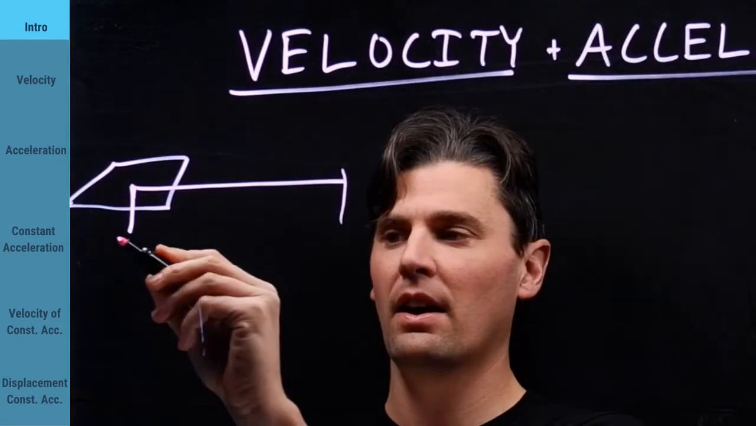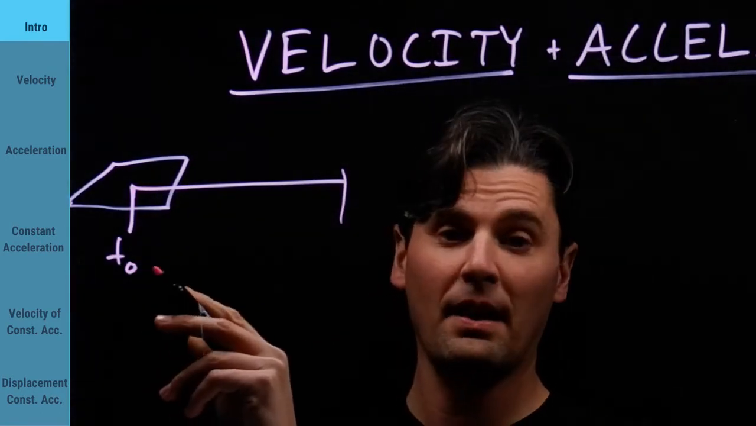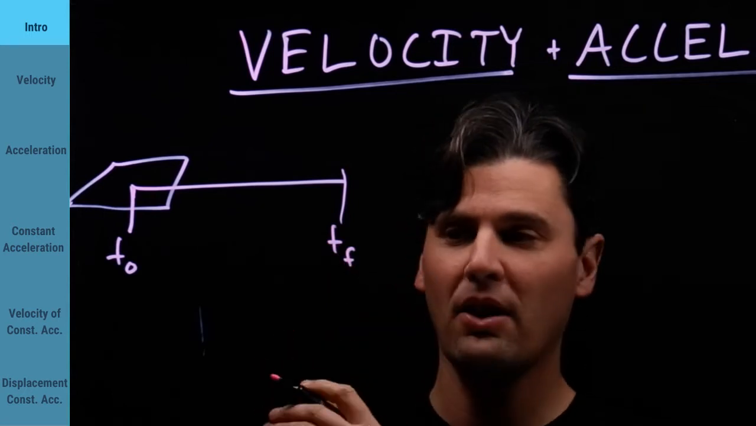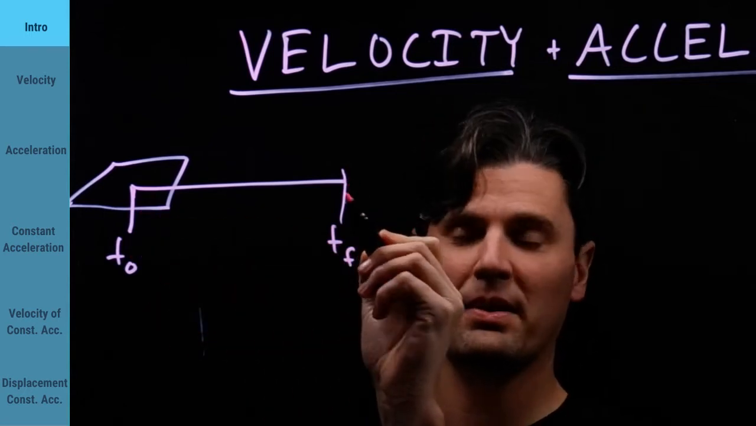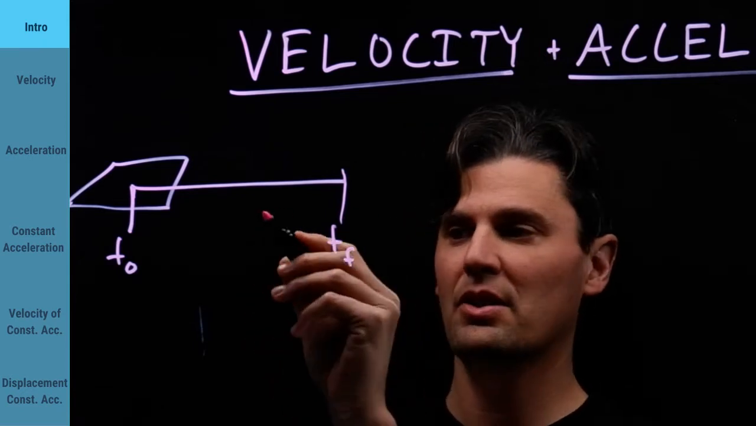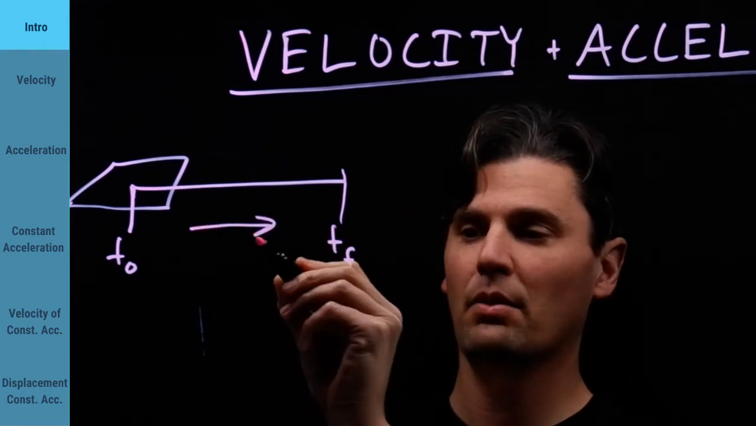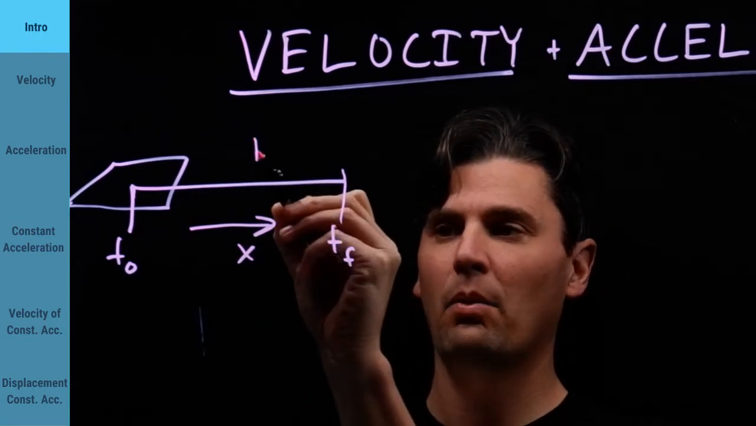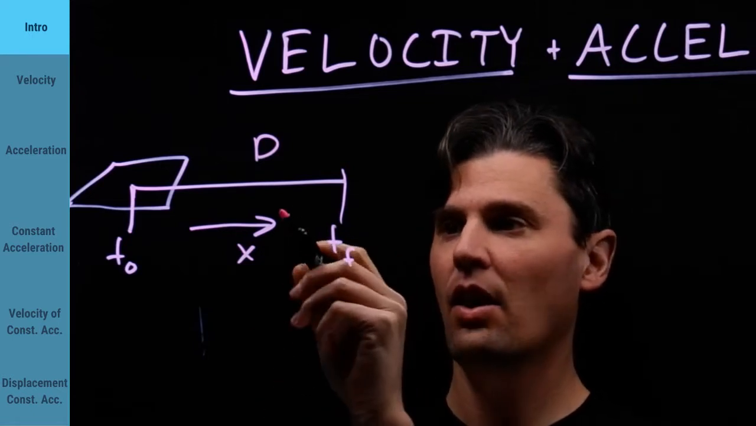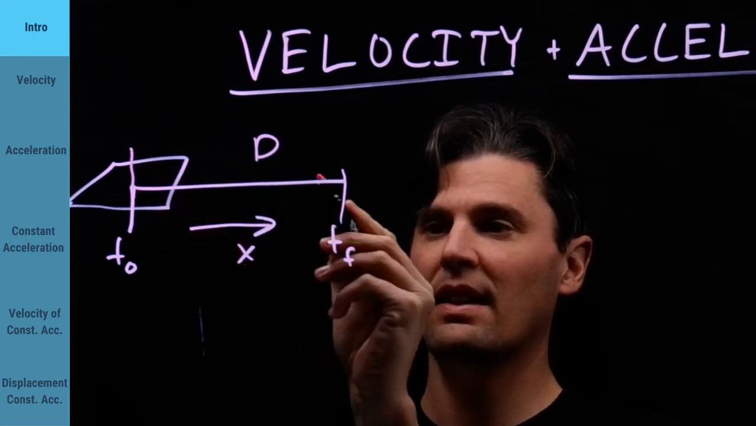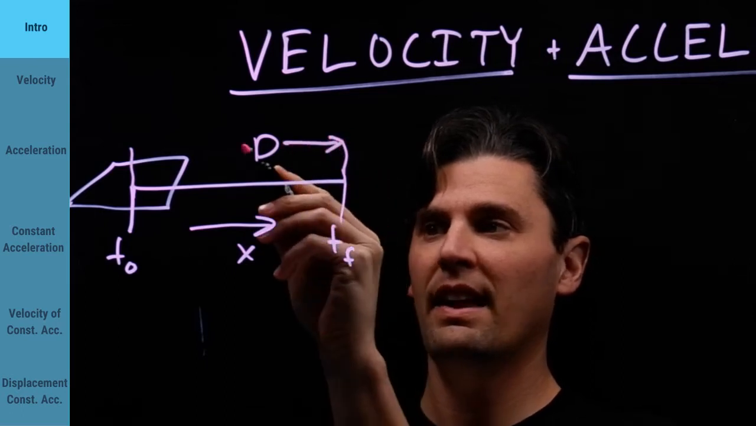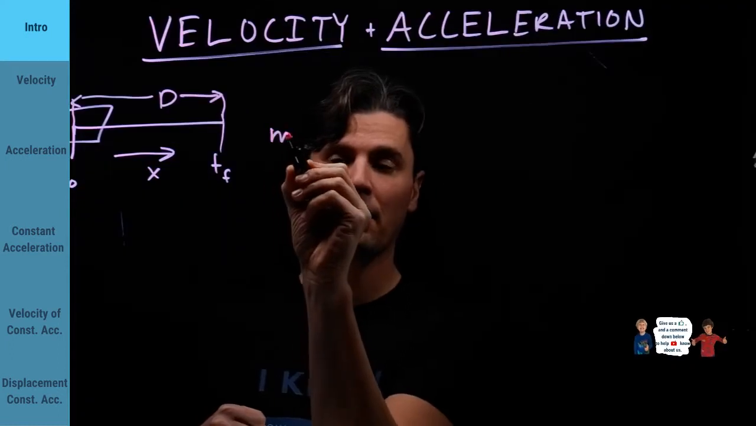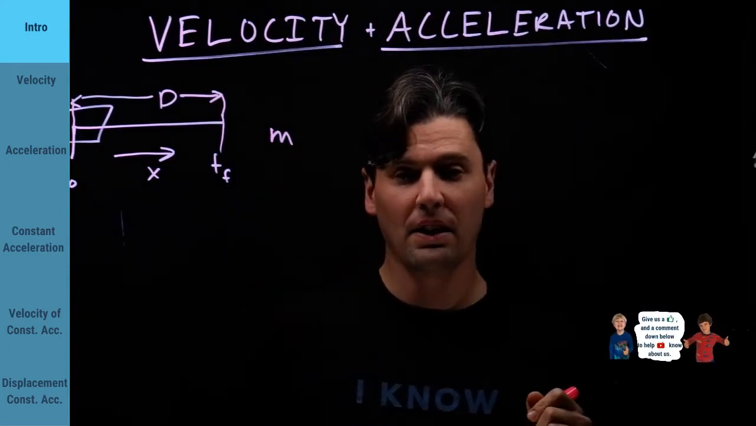So at some time later, first it's starting at time t0, it starts at some position, and then at tf, or t final, it's going to end up at some other position. And we typically call the position, the direction of position, x, and then maybe it went some distance d. So this is the distance that the object actually moved, and the distance is going to be measured in units of meters, right? That's the SI unit.